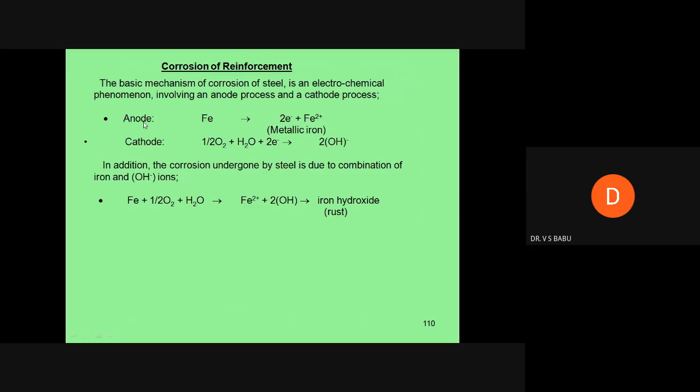This anodic reaction क्या है, Fe2 plus formation होती है. That means E minus ions plus Fe2 plus, ये दोनों मिलके Fe है. So Fe is split at the anode into 2E minus plus Fe2 plus. And at the cathode के पास है, this 2E minus is combined with oxygen and water and formed the OH ions.